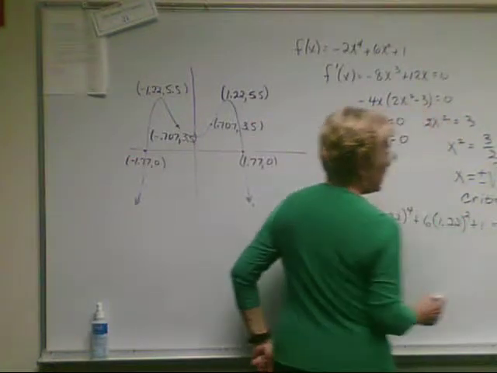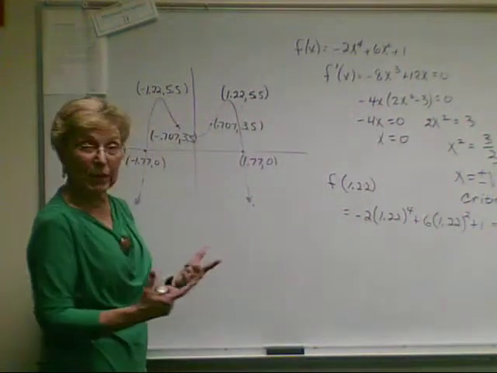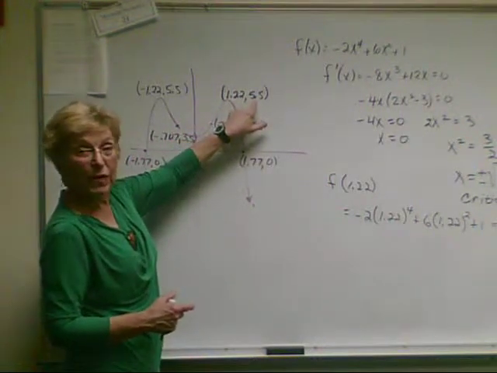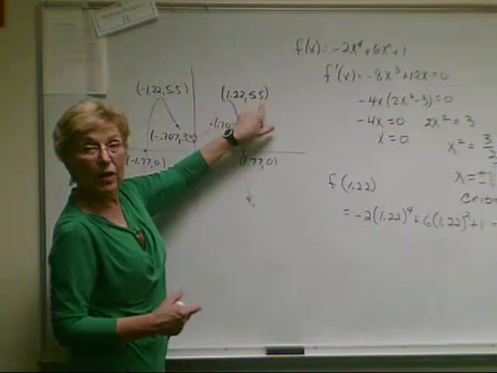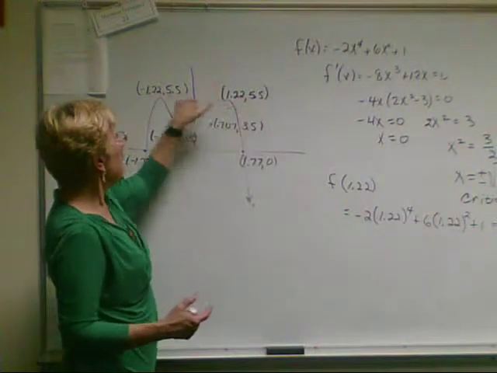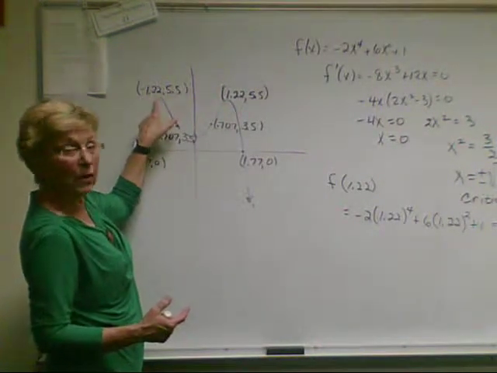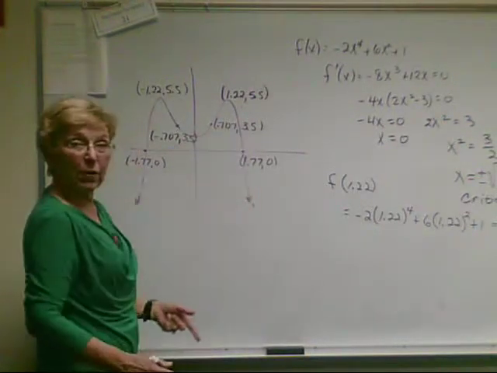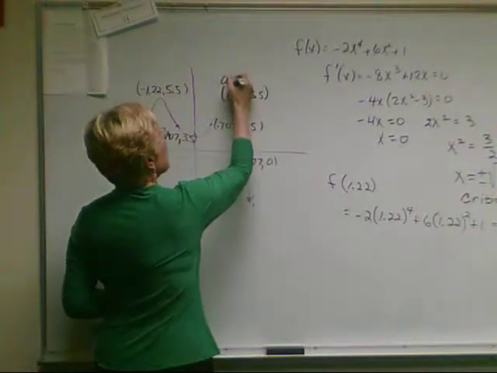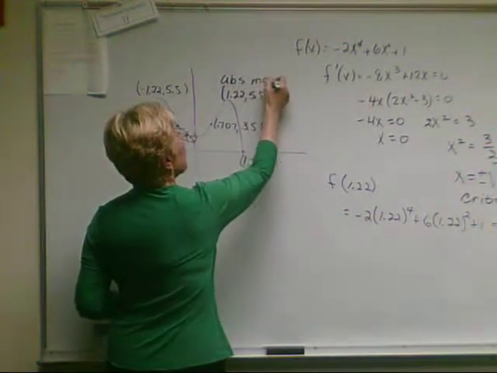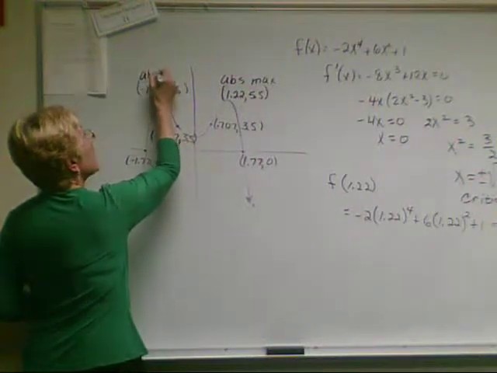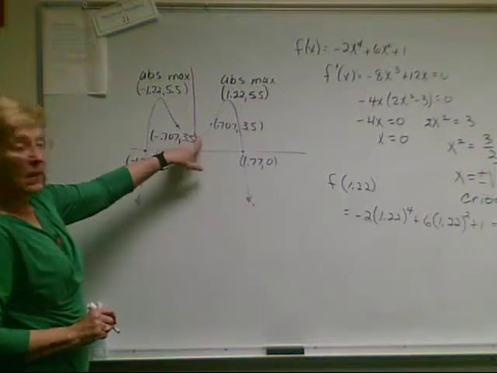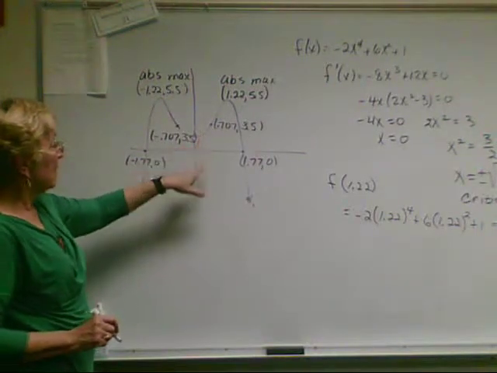So that means my coordinate pairs that could be the extrema are 1.22 for x, the critical value, and 5.55, the value that could be the max. And I also have negative 1.22 and 5.5. So I'm going to call these, according to my graph, the absolute max. And there could be two of them, twins. And this guy looks like he's going to be the relative min right there.